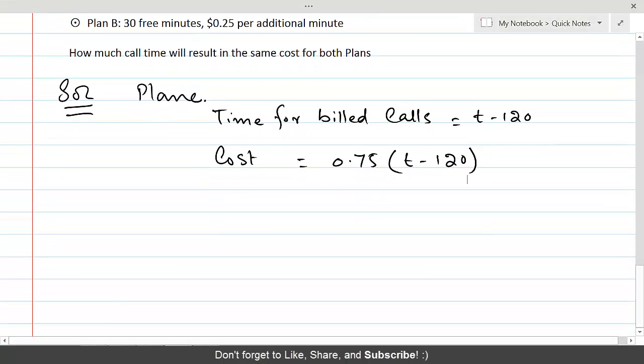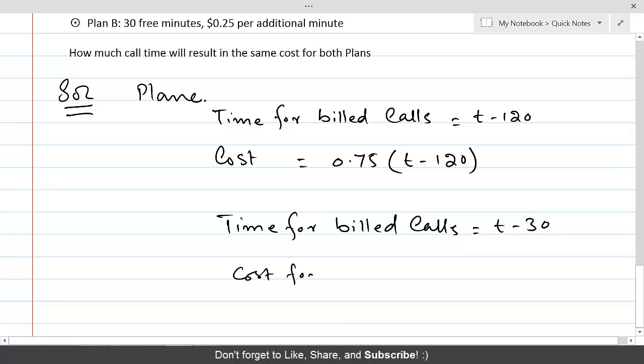For plan B, time for billed calls is equal to t minus 30, because up to 30 minutes you are not paying anything. So cost for billed calls will be equal to, for this, 0.25 times t minus 30.